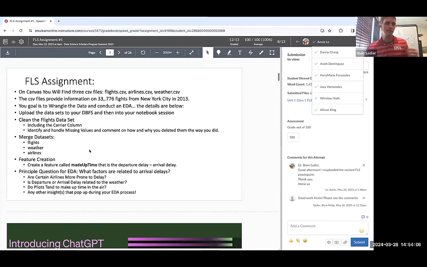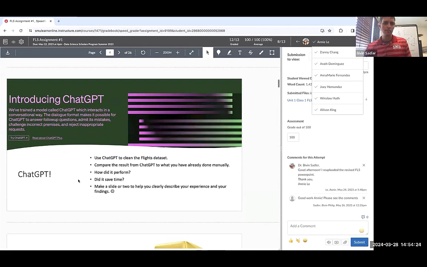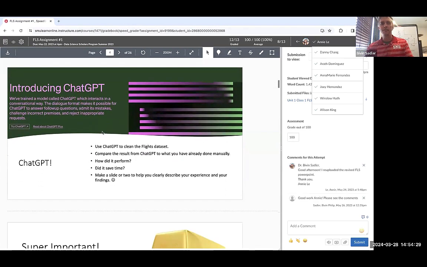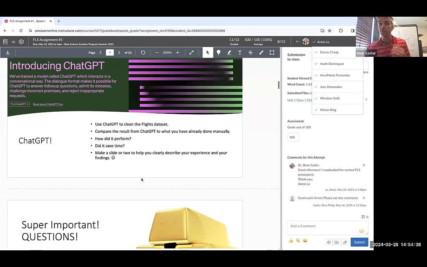But here's the FLS. So again, we're going to clean it. We're going to merge these. There's 3 different data sets we're going to merge. We're going to do some feature creation from those. And then we're going to answer these practical questions given what we've done, so we can see what the fruits of our labor are. They do this by hand. And then at the very end, I say, now use ChatGPT, compare the results from ChatGPT to what you've done manually. How did it perform? Did it save time? Make a slide or 2 to help us figure it out.